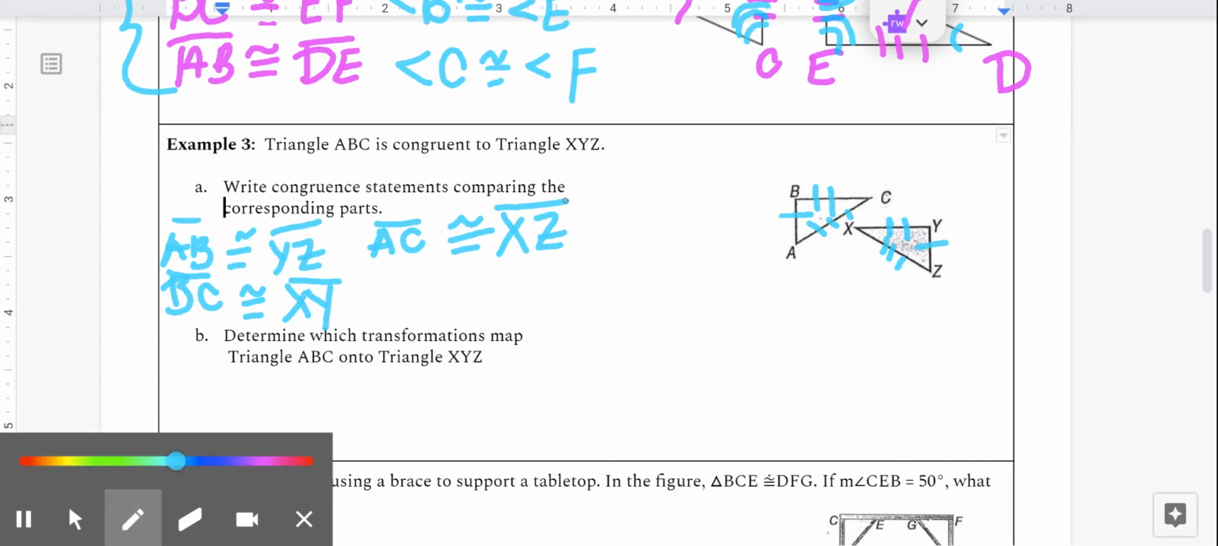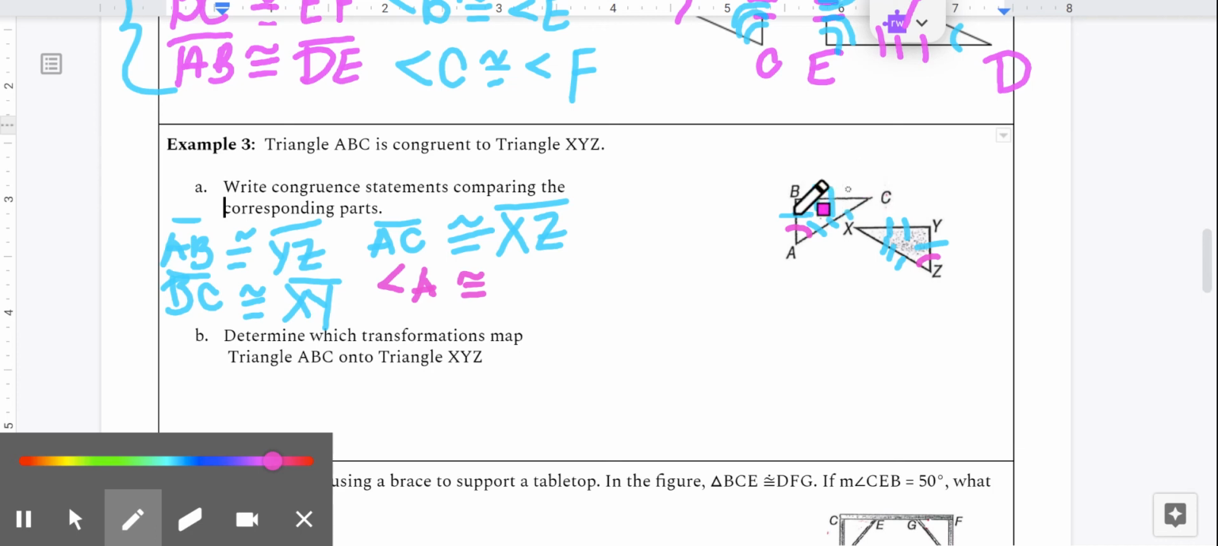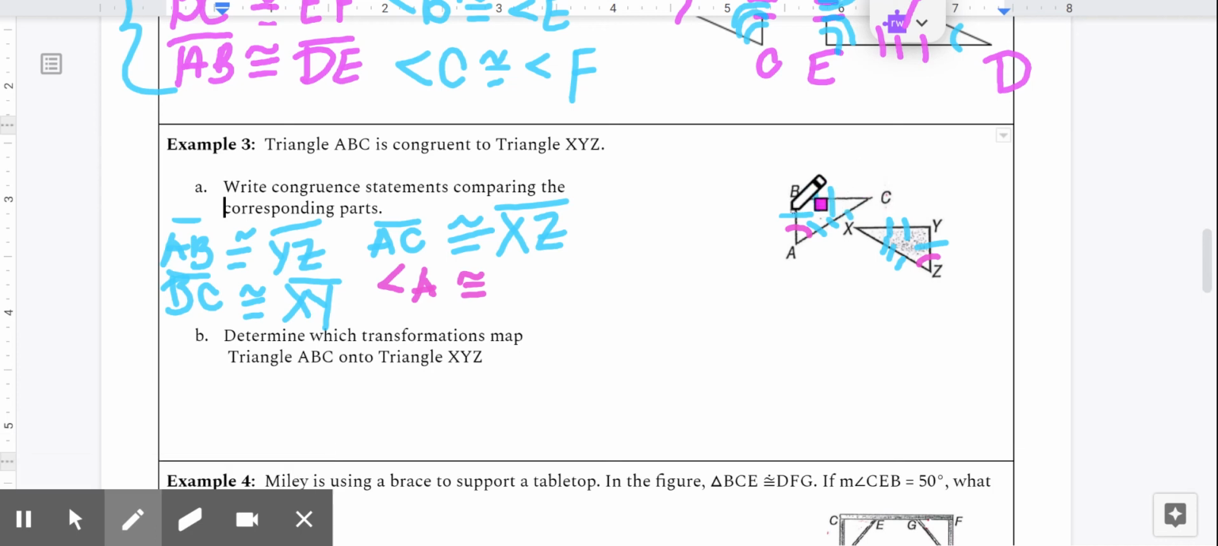For the angles, same idea here, nothing too new. We have angle A is congruent to, let's see, that would be angle Z, right? And if these get hard to tell, another way that I looked at that was saying, well, here angle A is between the side with 1 tick mark and 3 tick marks. So the angle that it's corresponding to has to be in the same place between the side with 1 tick mark and 3 tick marks. So angle A is congruent to angle Z.